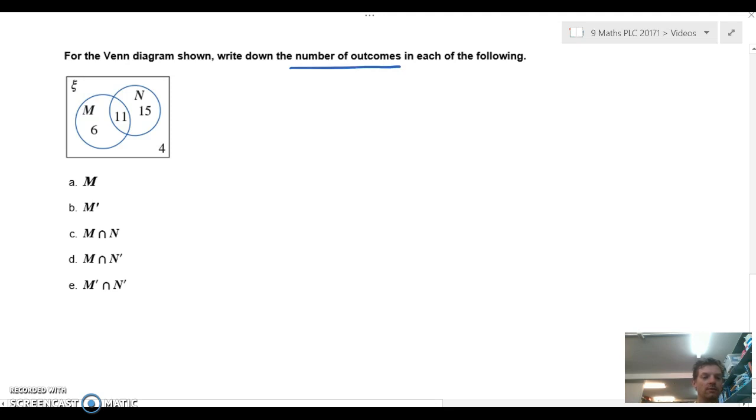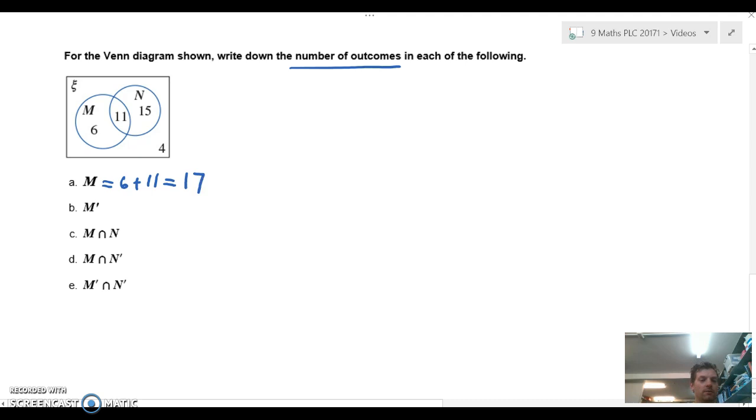If we have a look at M, what we need to do is find out how many people are playing M, so marbles. We're going to find out how many people are in this circle here. Everyone in that circle is going to be playing marbles. So we've got 6 plus 11, so the number of people playing M is 17.